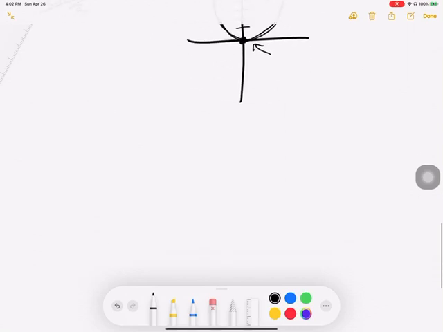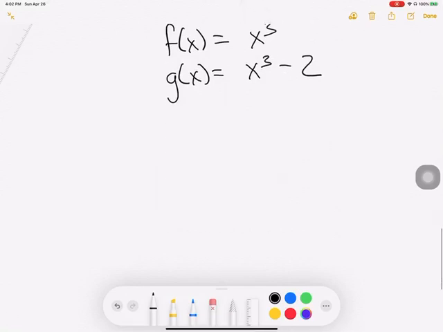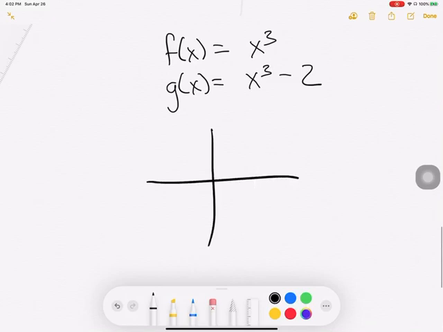Okay, so again, f of x, let's say this is x cubed, and g of x is x cubed minus 2. How is the graph of g of x related to the graph of f? Well, I know the graph of f, whatever it looks like, goes through the center because it does not have a constant in here. It does not have an extra number. Okay, and whatever the graph of f looks like, the graph of g is going to be the same shape, but this is going to shift down. The negative means down 2 units.